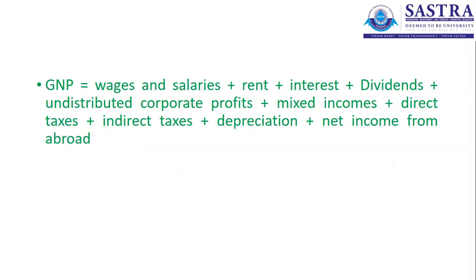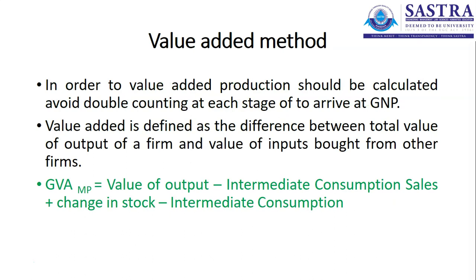So in the income method, the gross national product is equal to the wages and salaries received during the given period of time plus rent plus interest plus dividend plus undistributed corporate profit plus mixed income plus direct taxes plus indirect taxes plus depreciation plus net income from abroad. Together this calculates the gross national product.